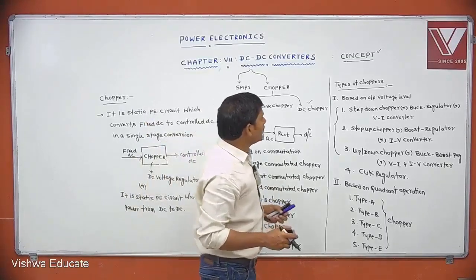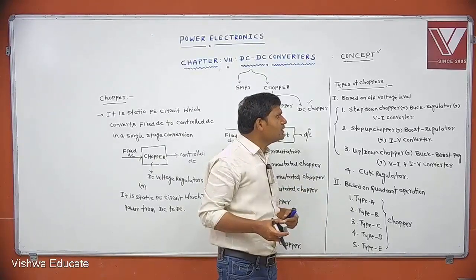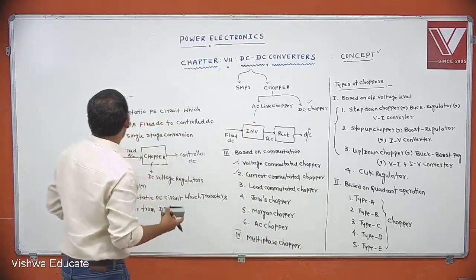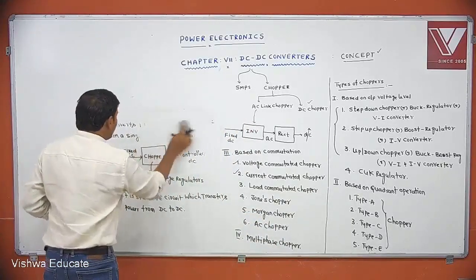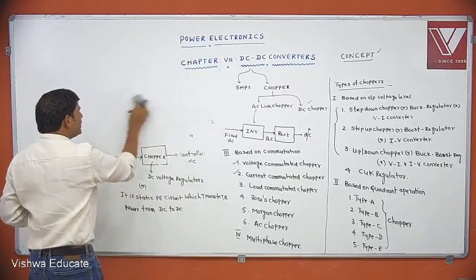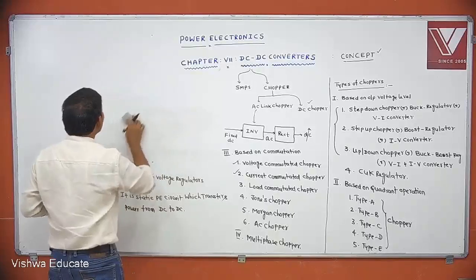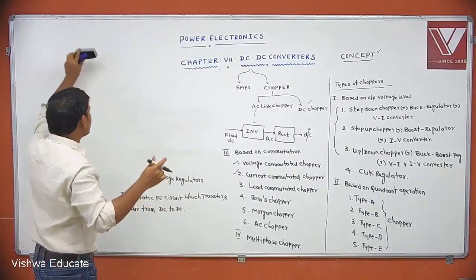Then first we will start with the types of choppers based on the output voltage level. That is nothing but a step down chopper. One simple concept I want to explain here. What is the need of this DC to DC converter? I gave applications earlier, but what is the fundamental need of this DC to DC converter? This can be explained by using a simple circuit.